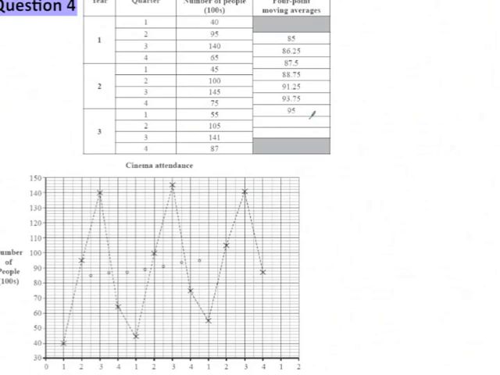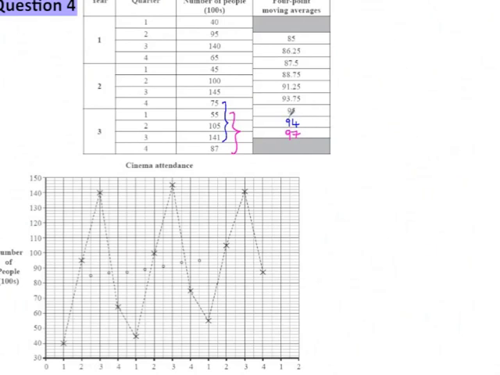So our moving average from here, we've got a 4-point moving average. We're going 75, 55, 105, and 141. We're adding these numbers up and dividing by 4, which gives us a value of 94. Looking at our next moving average, we're starting at 55, 104, 105, 141, and 87. Add them up, divide by 4, gives us a value of 97 for the 4-point moving average.